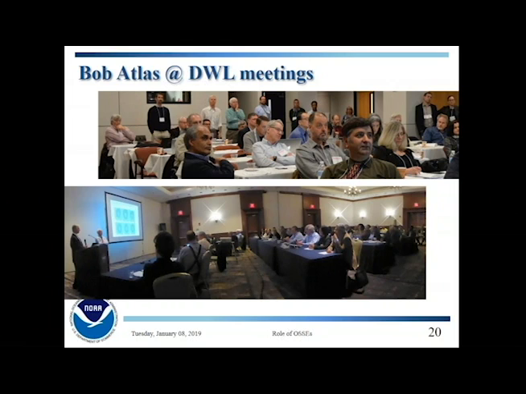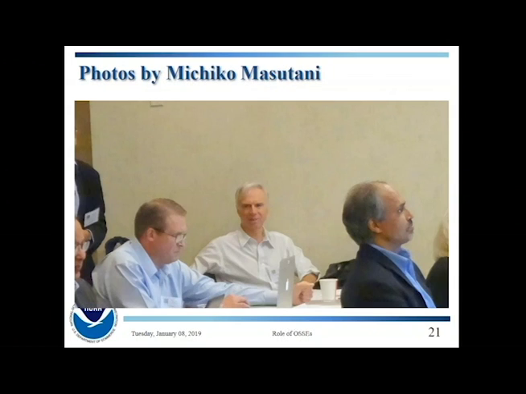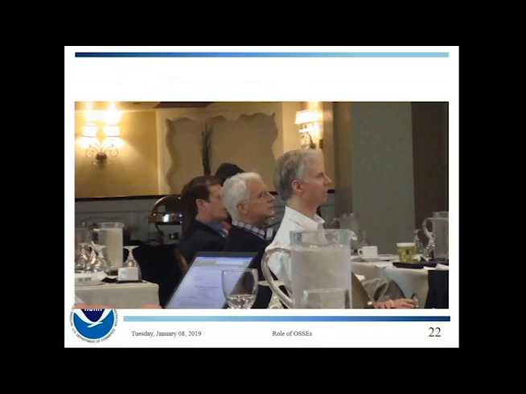Oh yeah, and Bob wears a uniform. Other members of Bob's family are in the police force or other services, so they have uniforms. Bob has his own uniform. As I said, these photos were by Michiko Masutani, and here's Bob staring at the camera at one of these meetings. But more often than not, he's paying attention.